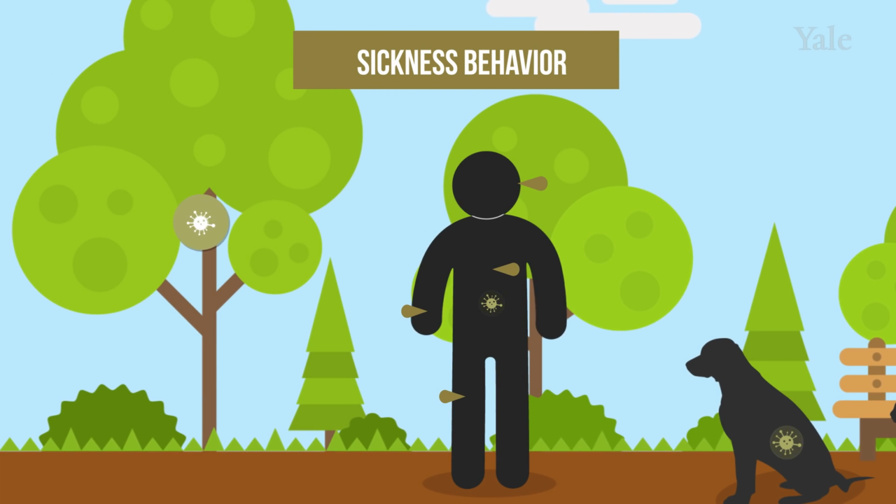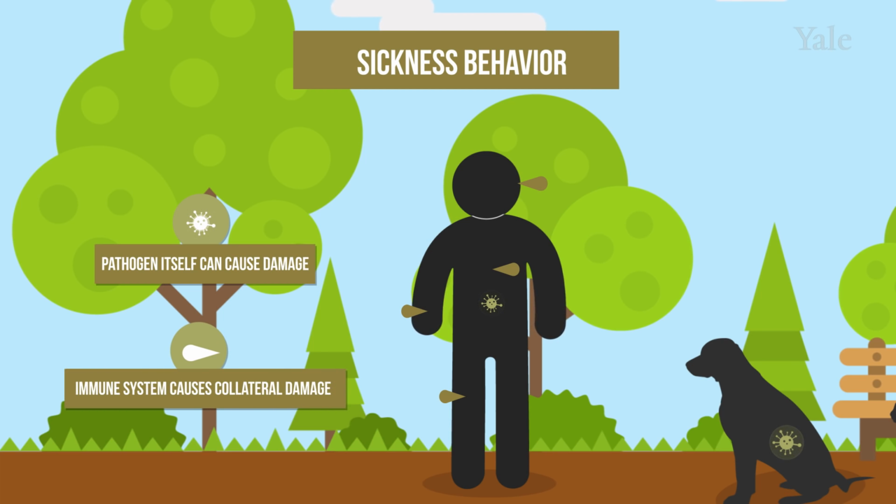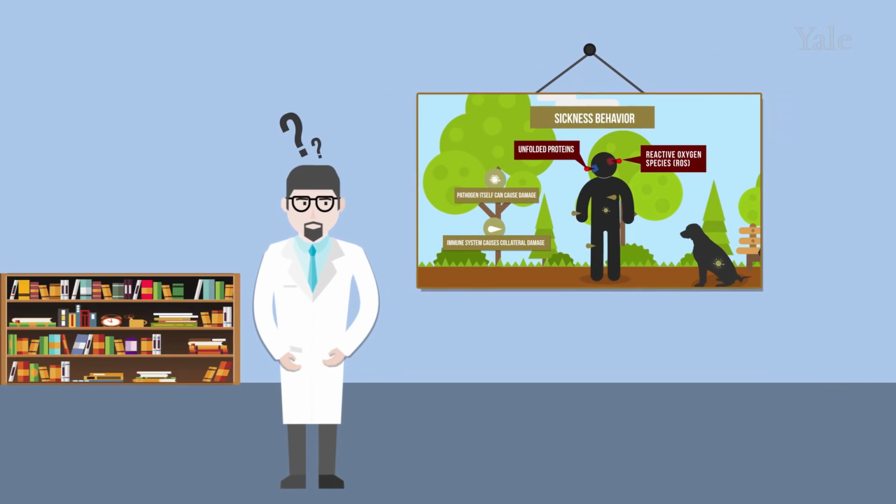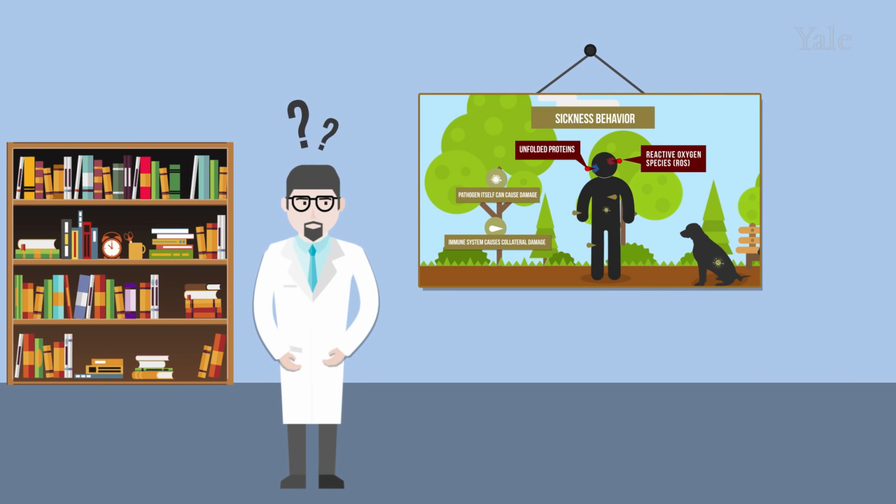When you get an infection, there are two ways that your body gets damaged. First, the pathogen itself can cause damage. Second, our immune system, while fighting the infection, causes collateral damage by making toxic substances like reactive oxygen species or unfolded proteins. For nearly 50 years, scientists and doctors have wondered whether and how sickness behaviors affect the course of disease.